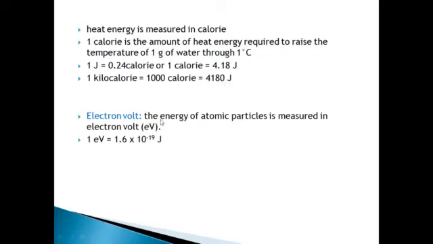Next one, electron volt. The energy of atomic particles is measured in electron volt. Atomic particles are very small, so the energy is measured in electron volt. So 1 electron volt is equal to 1.6 into 10 raised to minus 19 joules.